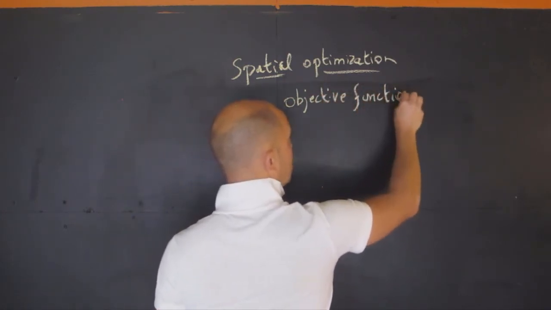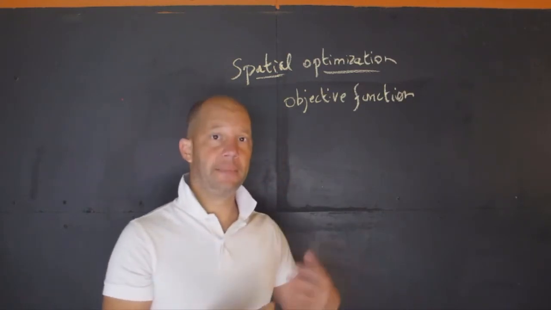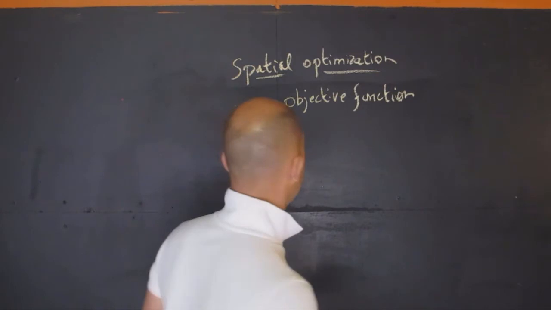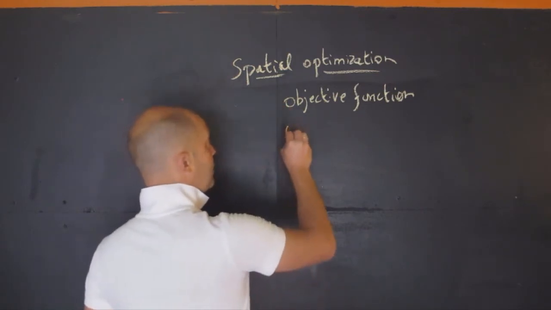Are we trying to maximize the profit? Are we trying to maximize the access? Are we trying to minimize the cost? What is it that we're trying to do? That's very important. Second, you have decision variables.